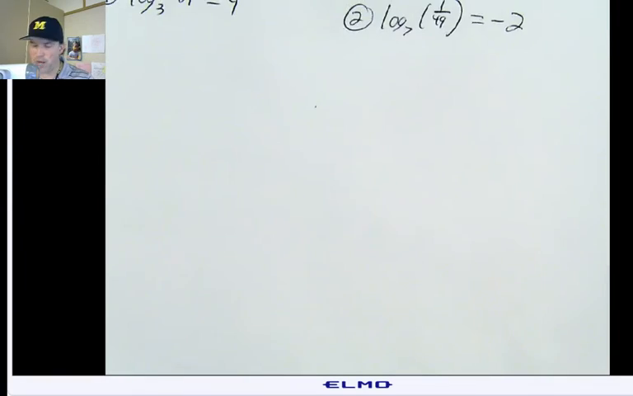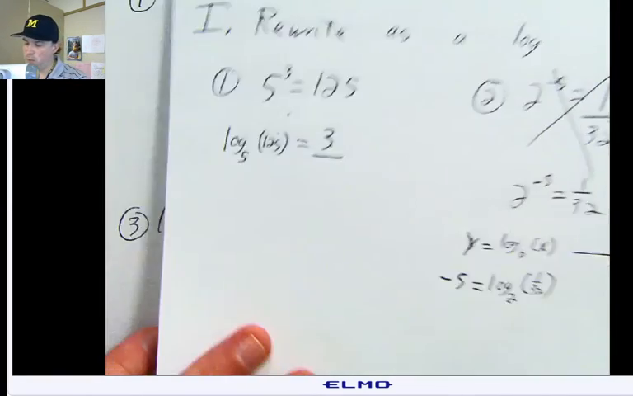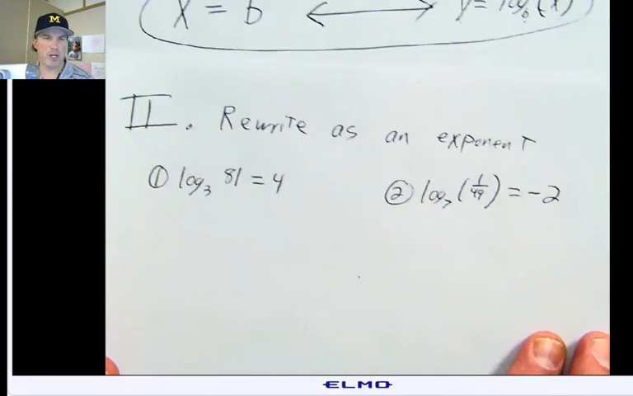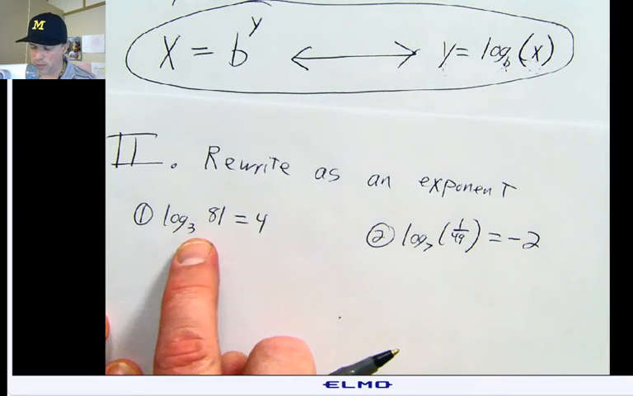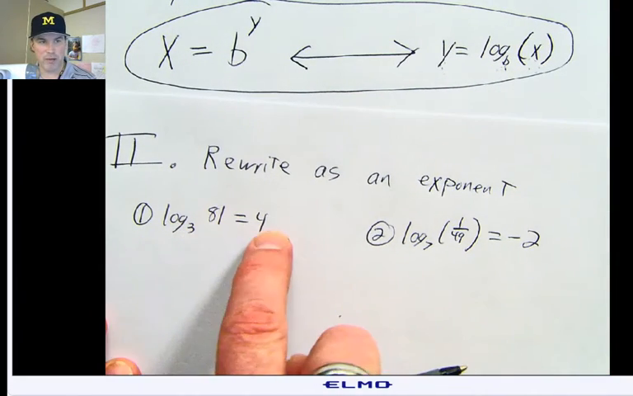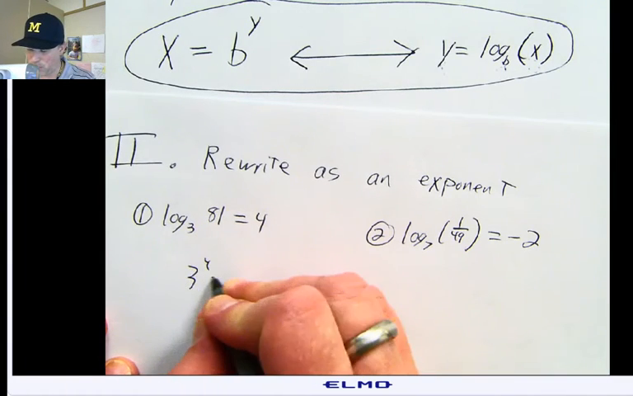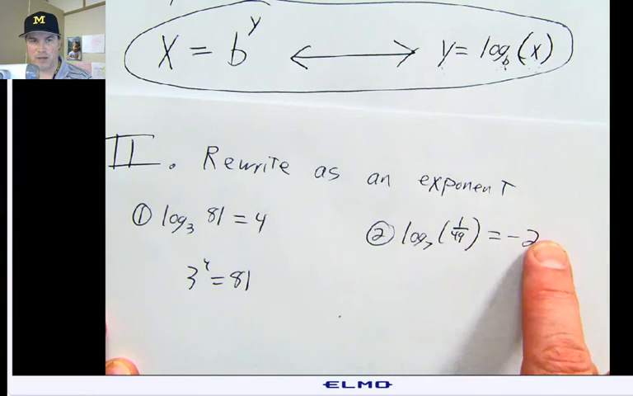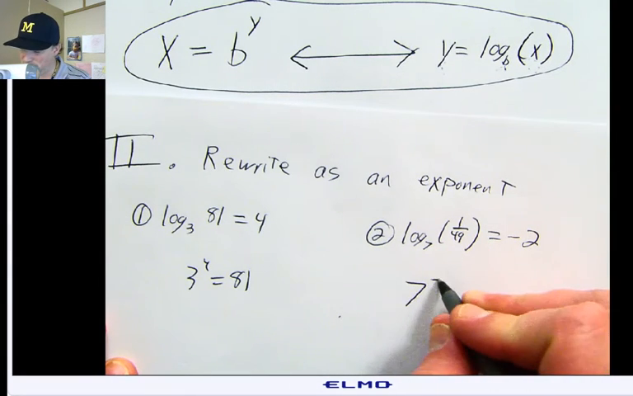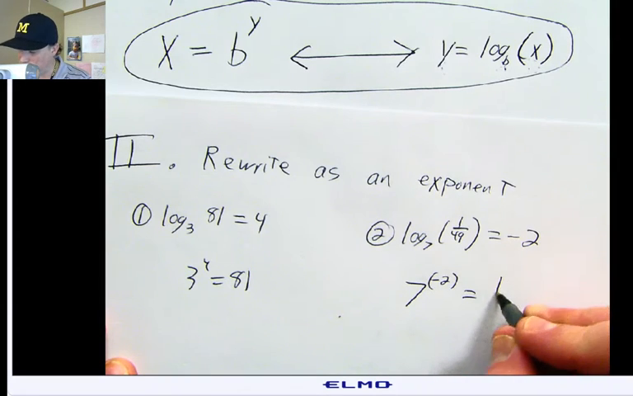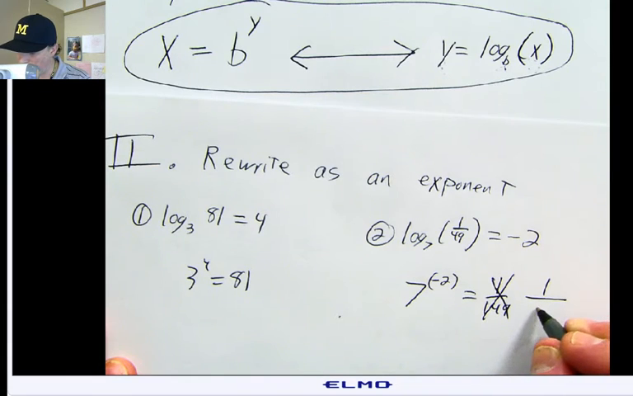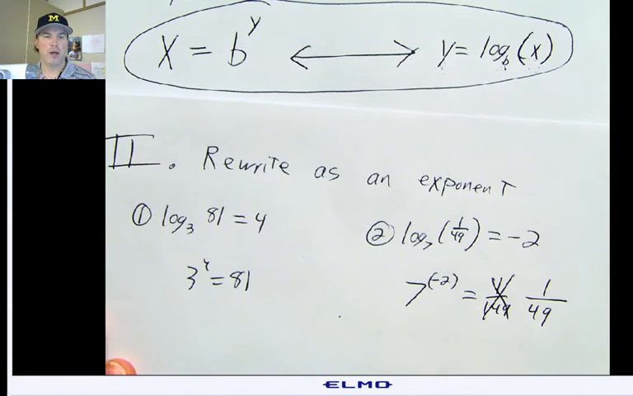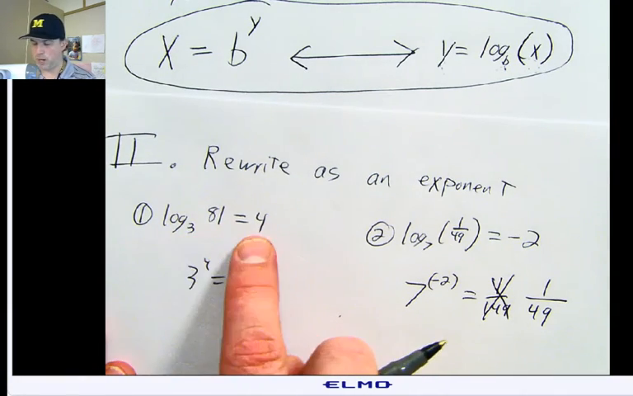Like I said before, I am much more comfortable going from a log to an exponent, because I look at the log and I think b to the y equals x. 3 to the 4 equals 81, which is true. b to the y equals x. So 7 to the negative 2 is equal to 1 over 49, not 1 over 149. So that's true. So we have rewritten it as an exponent. b to the y equals x.